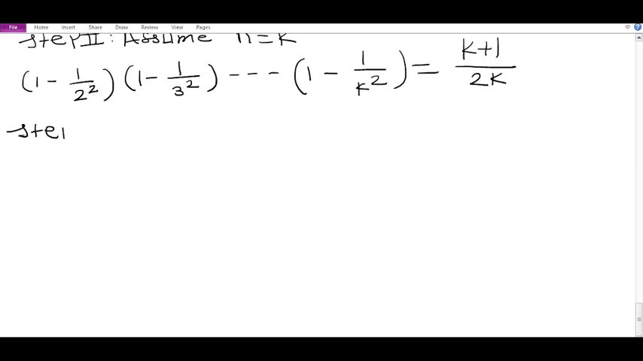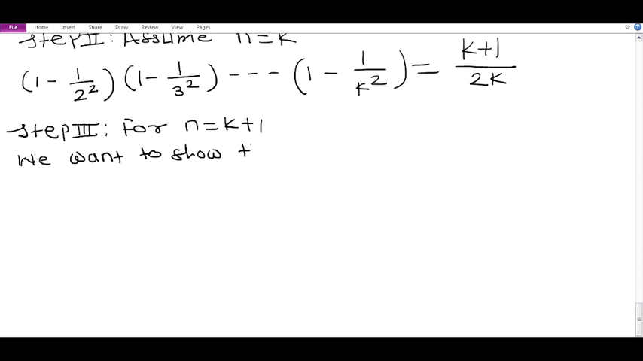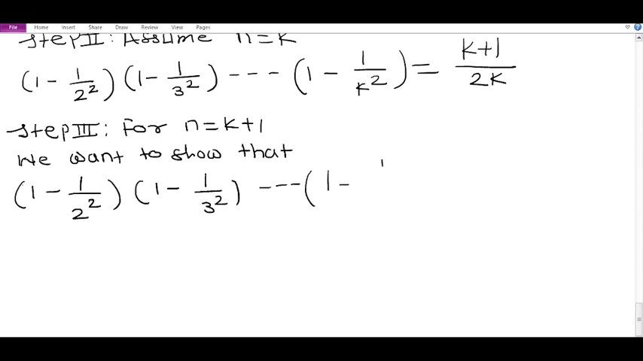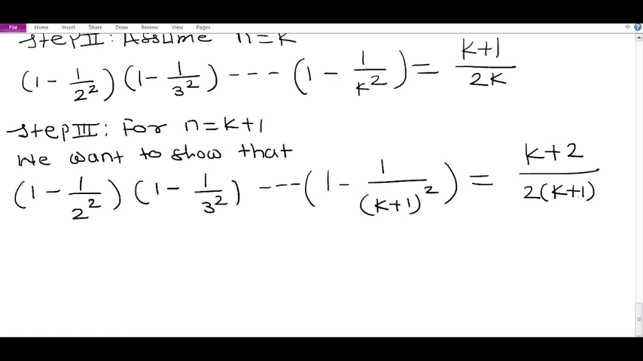So in step number 3, to show that the result is true for n equal to k plus 1, put n equal to k plus 1. So it is 1 minus 1 upon 2 raised to 2, 1 minus 1 upon 3 raised to 2, up to 1 minus 1 upon k plus 1 raised to 2 is equal to k plus 2 divided by 2 times k plus 1. This is what we want to show.